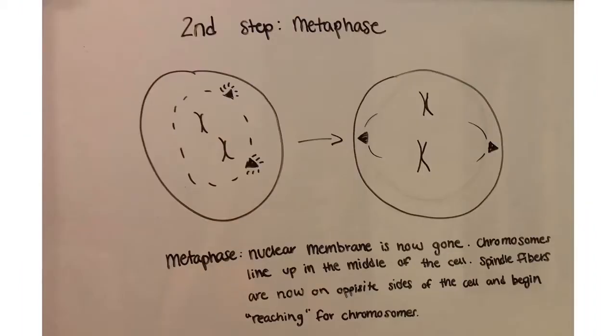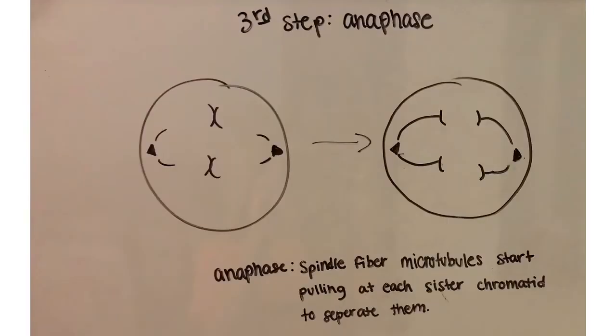The next step in mitosis is metaphase. During metaphase, the nuclear membrane is now gone. The chromosomes line up in the middle of the cell, and the spindle fibers have officially moved to the opposite sides of the cell, and they begin reaching to pull apart the sister chromatids. The third step is anaphase. During anaphase, the spindle fibers have attached to the sister chromatids, and they begin pulling them apart to separate them.